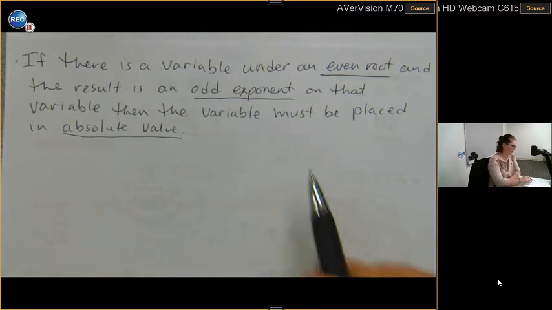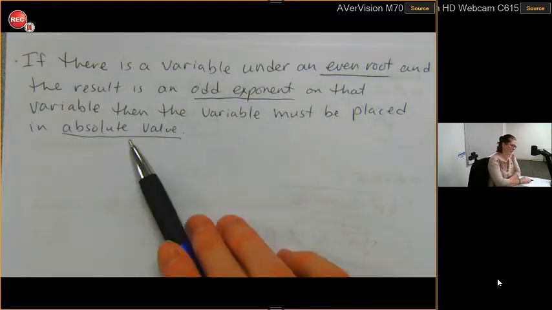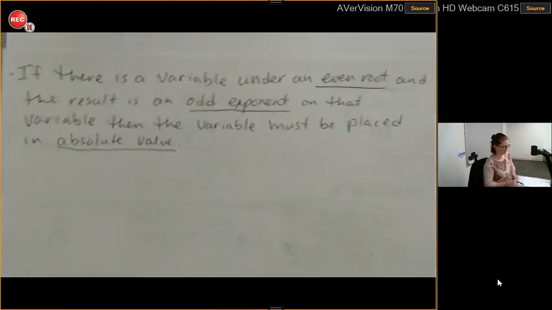So we have these three conditions. We have an even root, an odd exponent, then we make absolute values on our answer.